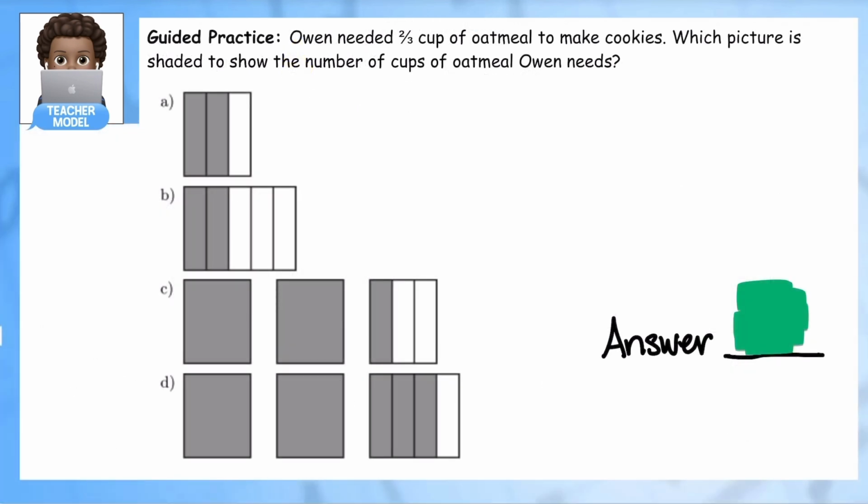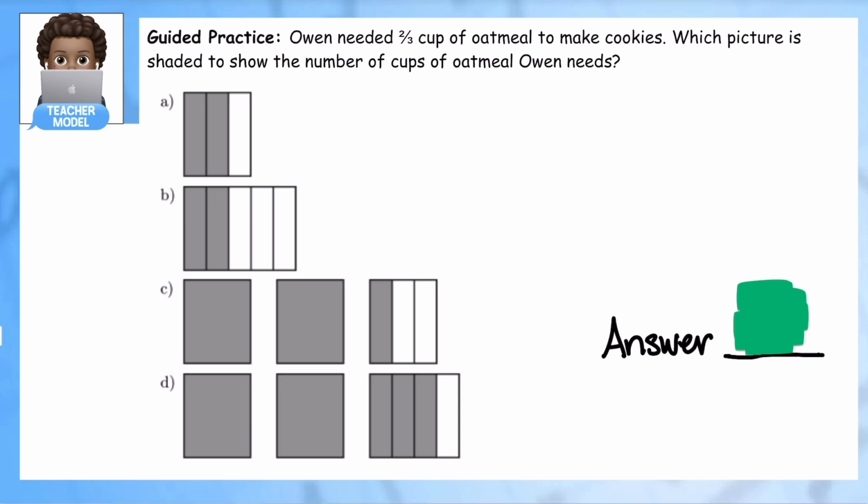Let's look at the last one together. This is your guided practice one for you to try on your own. I'll read it for you, and then we'll hit pause so you can solve it. Owen needed 2/3 cups of oatmeal to make cookies. Which picture is shaded to show the number of cups of oatmeal Owen needs? All right, hit pause and work out the problem.